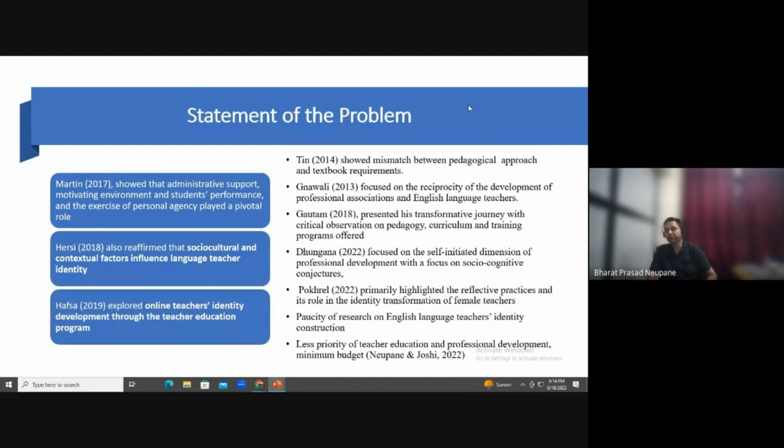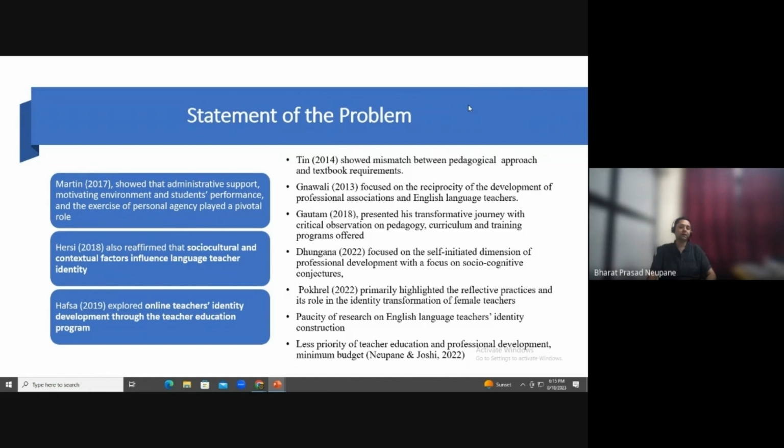And during the process, I not only explored some literature on the thematic discussion on teacher professional identity, rather I explored some of the recent research studies conducted on teacher professional identity. And I found that most of the studies are focused on how agency influences identity construction, and how different sociocultural and contextual factors influence language teacher identity, particularly in Western context. So for instance, Martin 2017 has explored the influence of administrative support, motivating environment, student performance and the exercise of personal agency on the identity construction of English language teachers.